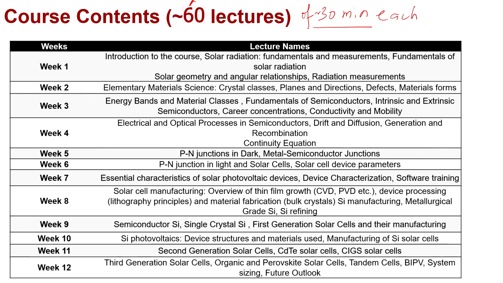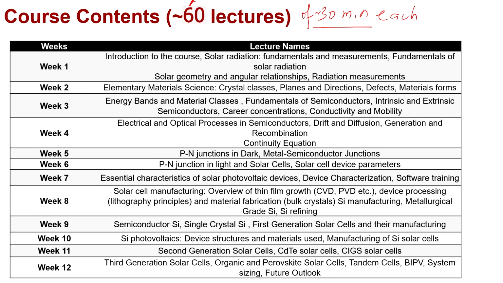So, we will look at bulk semiconductor manufacturing pertaining to silicon, looking at metallurgical grade silicon and how silicon is refined further to convert it into single crystal silicon, which will be taught in week 9. So, in week 9, we will talk about semiconductor silicon, single crystal silicon, and we will move on to our first generation solar cells, which are based on silicon, and how they are made.